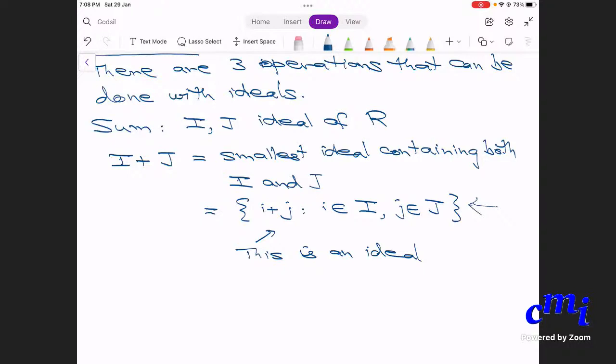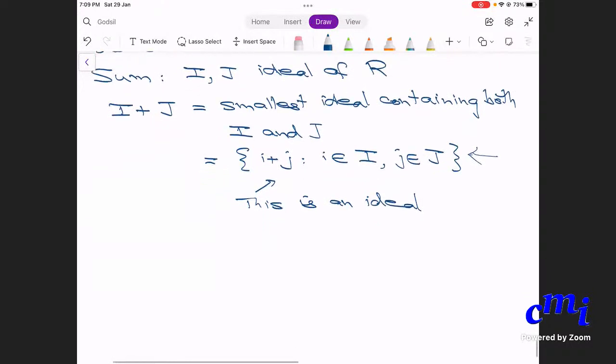So even in Z itself, the sum operation is an interesting operation. So let's just see what happens in Z. For example, let us consider Z.